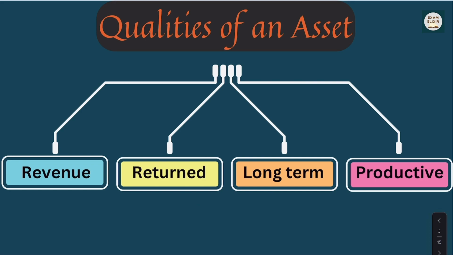Third important quality of an asset is assets are usually for long term. For example, your house, loan period, and the land that you own, all of them will be there with you for a very long period of time. That is why third important quality of an asset is they are long term in nature.